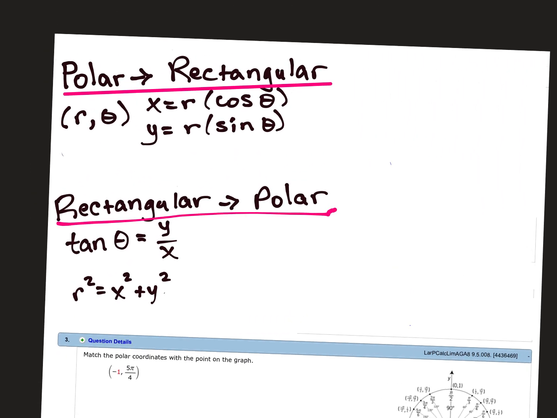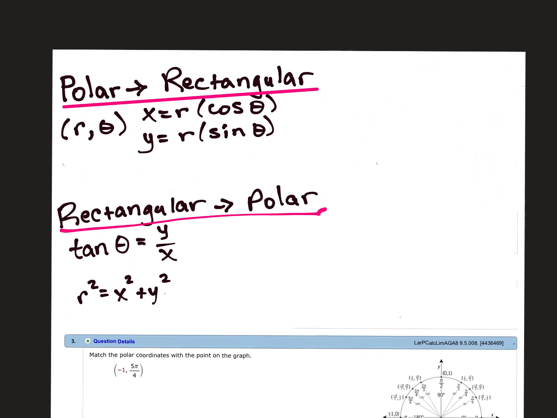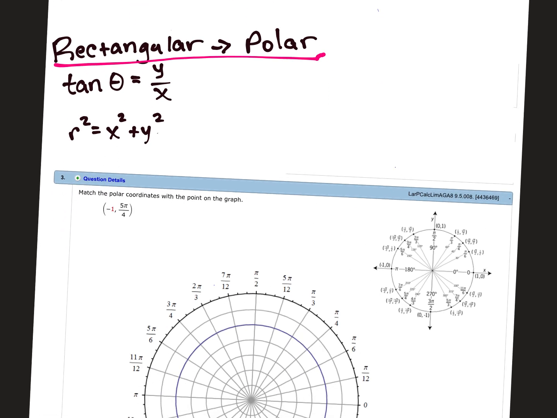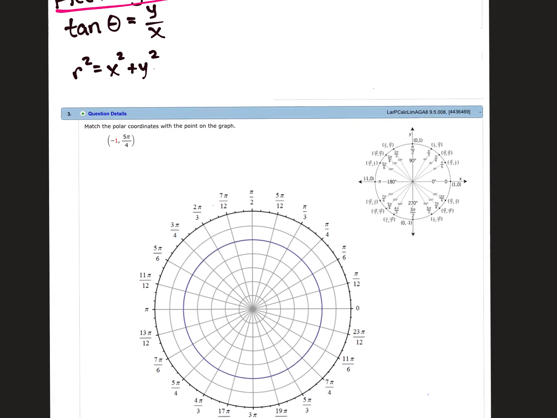Okay, so this, guys, you need to know by heart. You need to know how to get from rectangular to polar and how to get from polar to rectangular, algebraically. Like I said, you guys will be given a unit circle. So these are the type of questions that you're going to see.